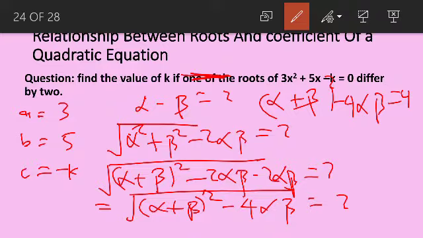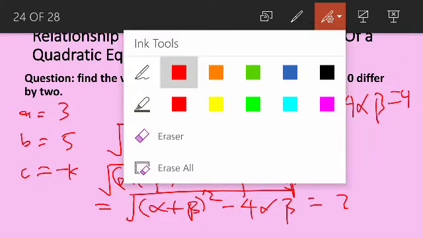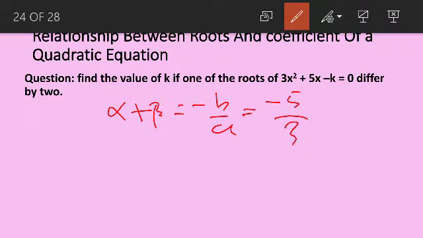So the challenge here is to know what alpha plus beta is and to know what alpha beta is. And to do that, we can first of all find alpha plus beta. Alpha plus beta here is supposed to be minus b over a. So that will be minus 5 over 3. You can write that down somewhere. Then your alpha beta is equal to c over a, which is minus k all over 3. You can also write that down somewhere.